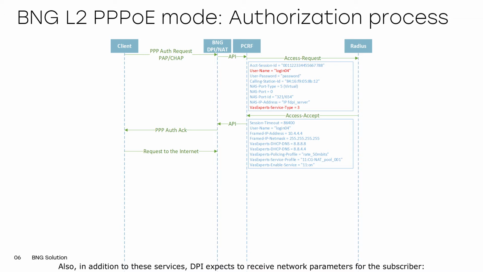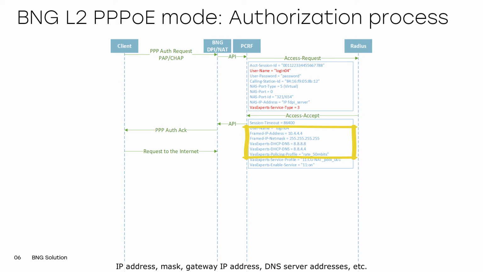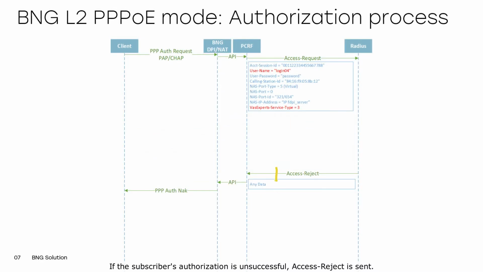Also, in addition to these services, DPI expects to receive network parameters for the subscriber: IP address, mask, gateway IP address, DNS server addresses, etc. All network parameters of the subscriber are transmitted using VSA. If the subscriber's authorization is unsuccessful, access reject is sent. In this case, the subscriber will not be able to establish a session.